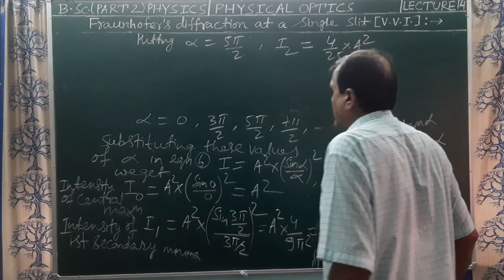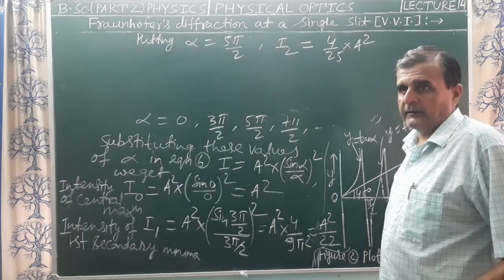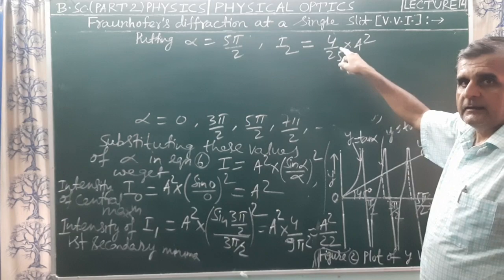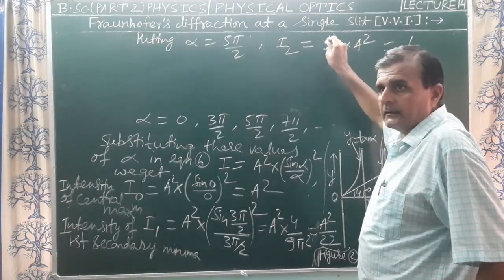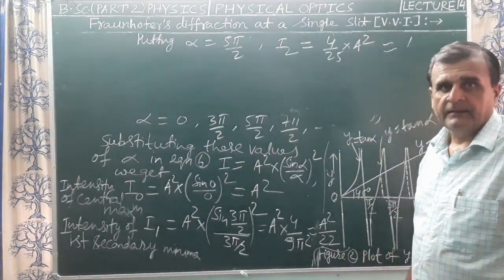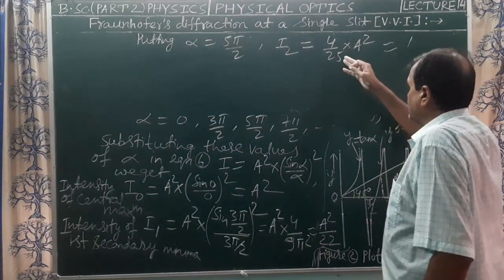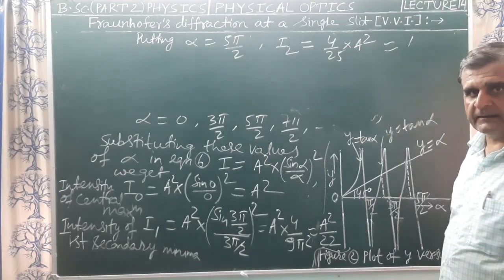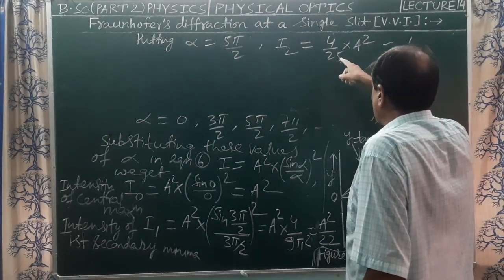After putting alpha equal to 5 pi by 2 in equation number 6, that is the expression for the resultant intensity of light at point P, we will obtain I2 equal to 4 upon 25 multiplied by A square, and after substituting the value of pi square as 9.86, it is approximately A square by 61. I2 is the intensity of secondary maxima or second subsidiary maxima. I2 is equal to 4 by 25 into A square.